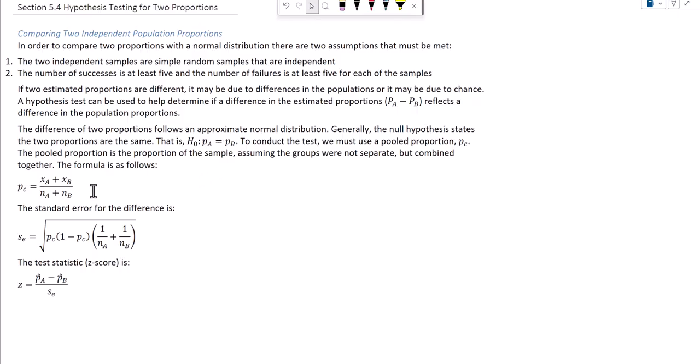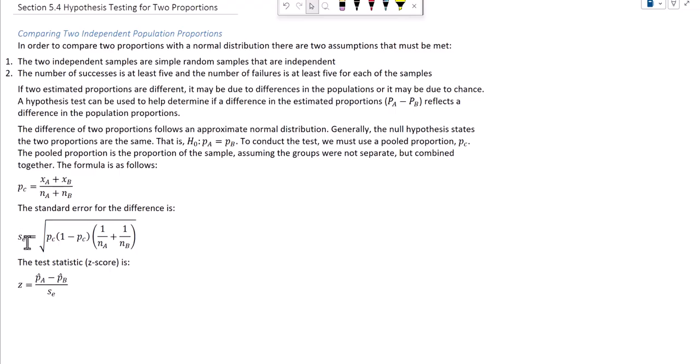And so we have our formulas here that we're going to be using. We're introducing now a pooled probability. That's what this P sub C is. And what we do is we total up the successes for the two proportions and total up the sample sizes of the two proportions. And that is our pooled proportion. And then we'll use that to find our new standard error.